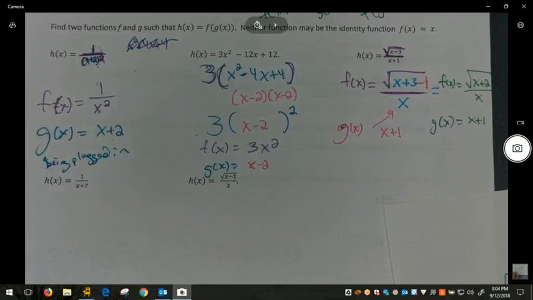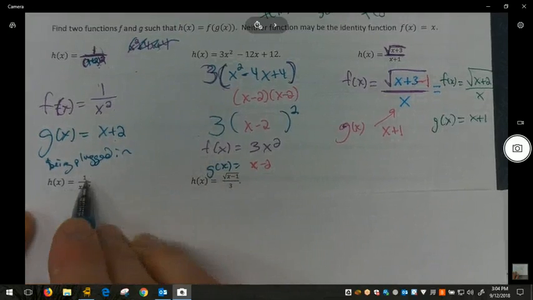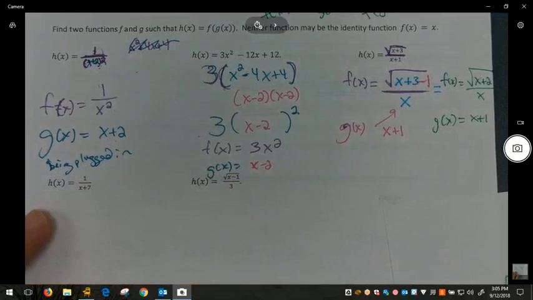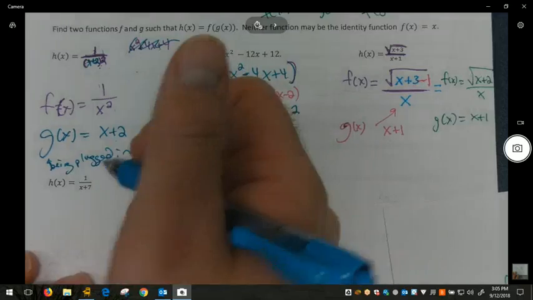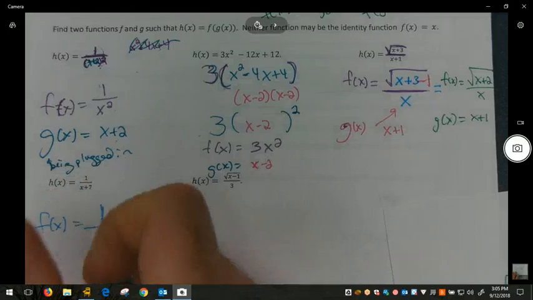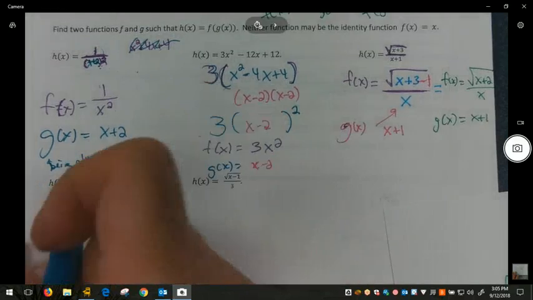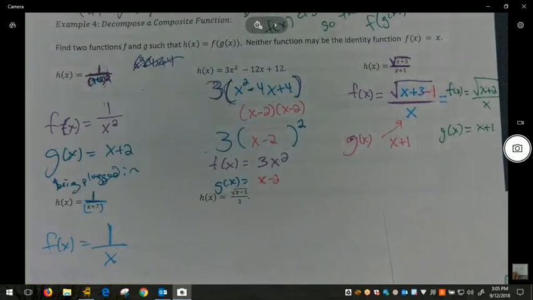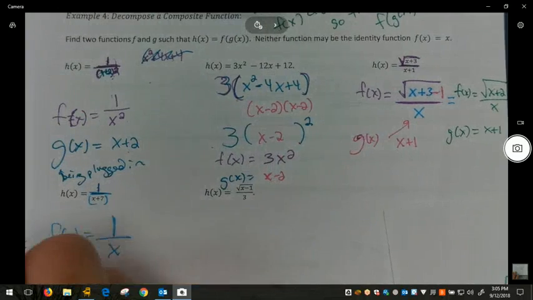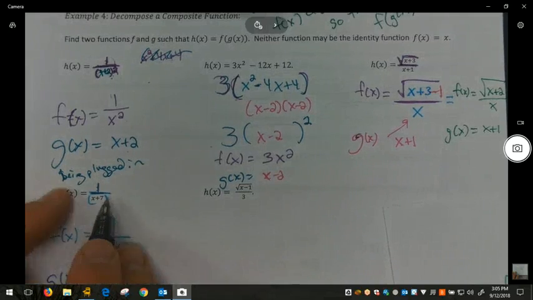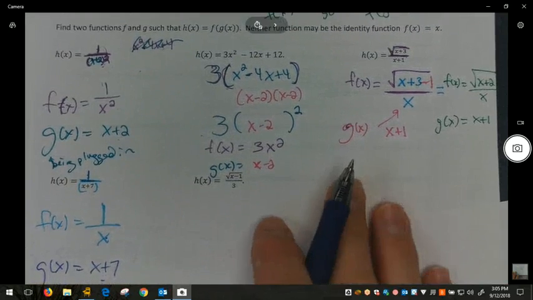Let's look at these last two examples on decomposition. Letter H. I can't use x, so this one's going to be a little tricky down here. I have a function that has x plus 7. So I'm going to say let f of x equal 1 over x. So I see that major operator is 1 over something. Now there's multiple things you could do with this too, but that's what I'm going with, and let g of x equal the x plus 7. When I plug this in for x, I get 1 over x plus 7.